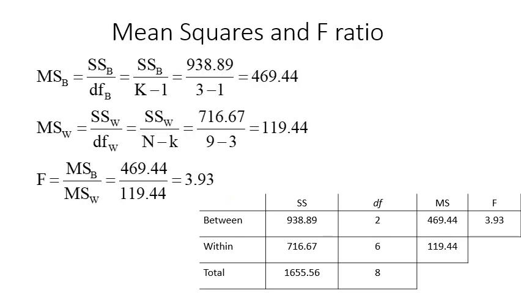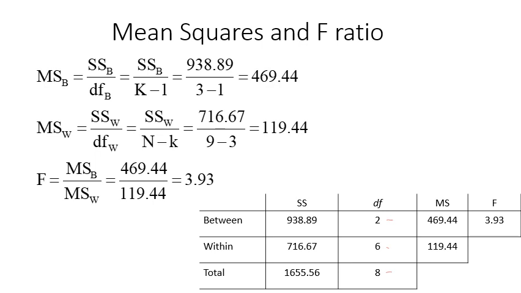Degrees of freedom become pretty easy. Degrees of freedom between is k minus 1. K was 3, so 3 minus 1 is 2. Degrees of freedom within is n minus k. Our n total was 9 minus k, which was 3, is 6. Add those together to get 8, or take n total, which is 9 minus 1.